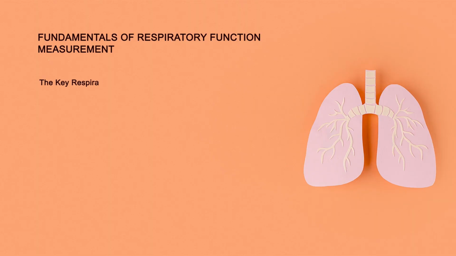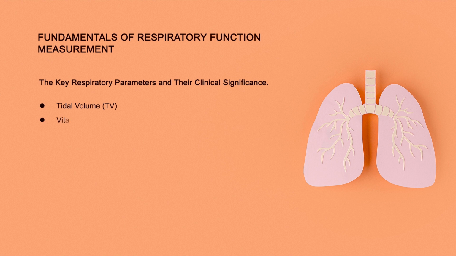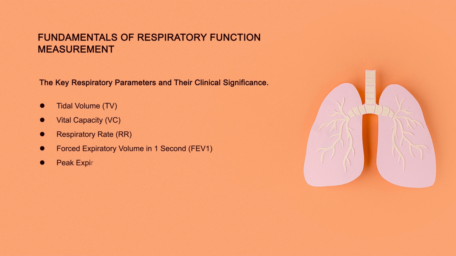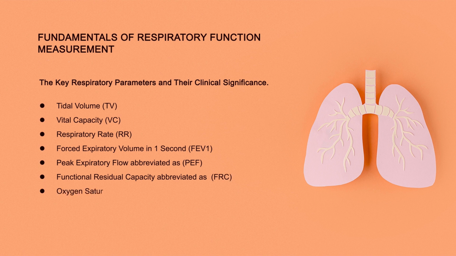Now, let's delve into some essential respiratory parameters and their clinical significance. The key respiratory parameters and their clinical significance are as follows. The first important parameter is tidal volume, abbreviated as TV. Tidal volume refers to the amount of air that moves in and out of the lungs during normal breathing. It is typically around 500 milliliters. Clinically, tidal volume is used to assess lung function and can be altered in conditions like restrictive lung diseases.